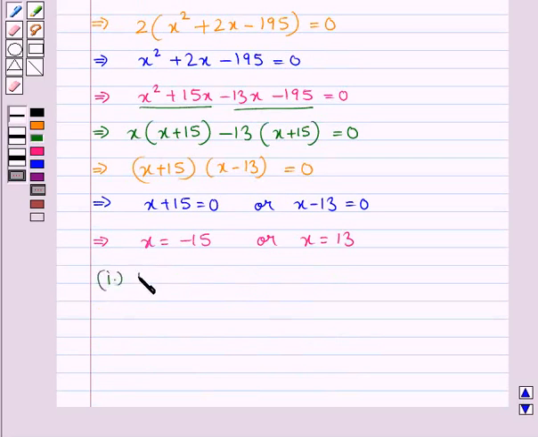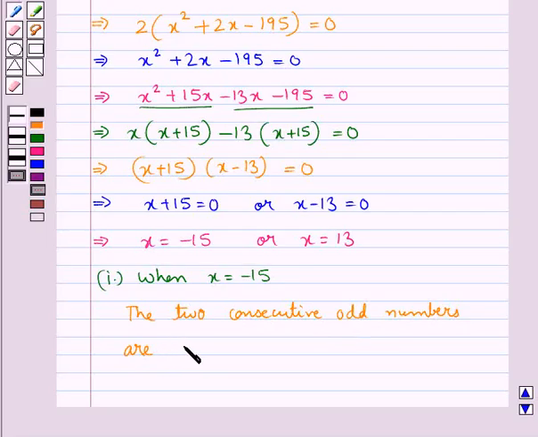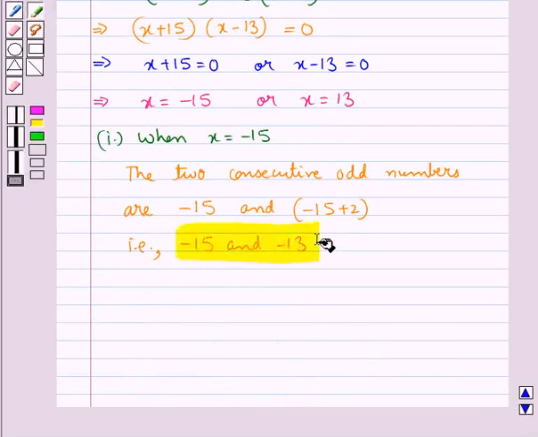So now first, when we take x equal to minus 15, the two consecutive odd numbers are x, that is minus 15, and x plus 2, that is minus 15 plus 2, that is minus 15 and minus 13 are the two consecutive odd numbers when x is equal to minus 15.